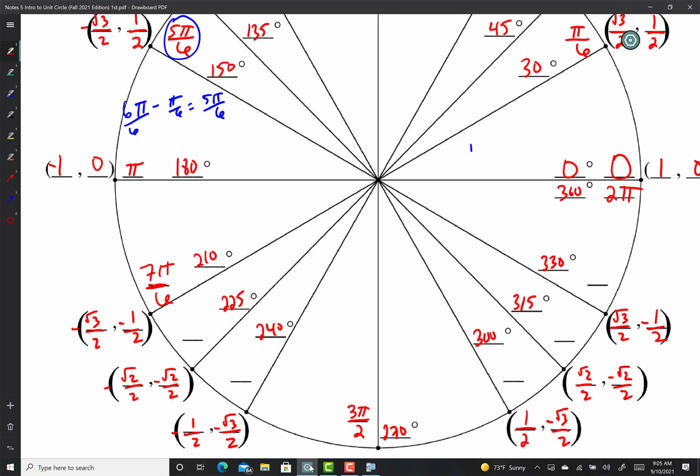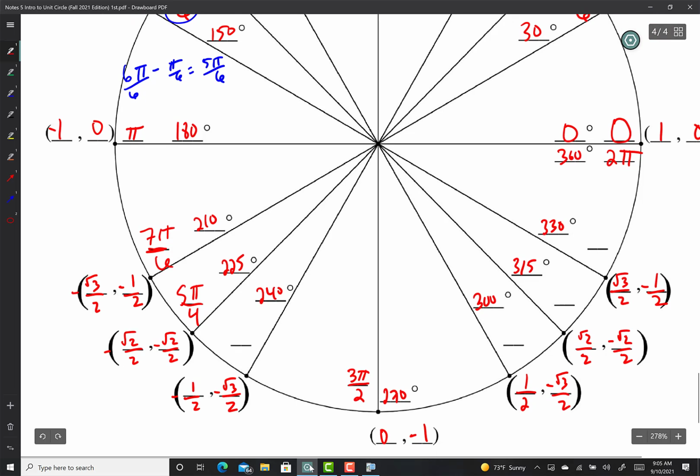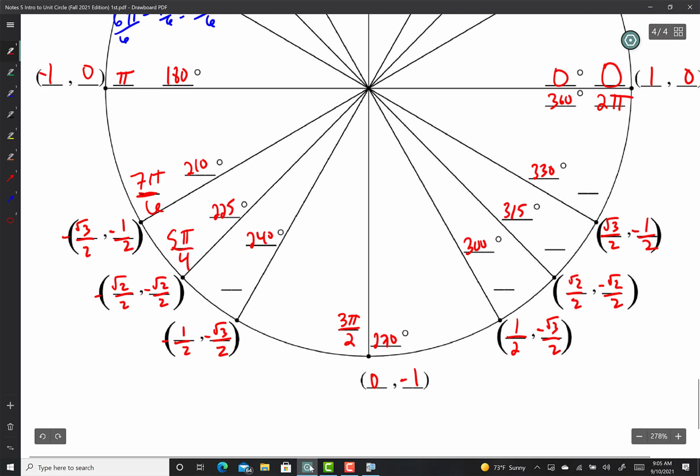Pi over 4 more than pi: 5 pi over 4. What's this next one? Well, let's see. Look at quadrant 1. That would have been pi over 3 as my reference angle. So I'm pi over 3 more than pi: 4 pi over 3.